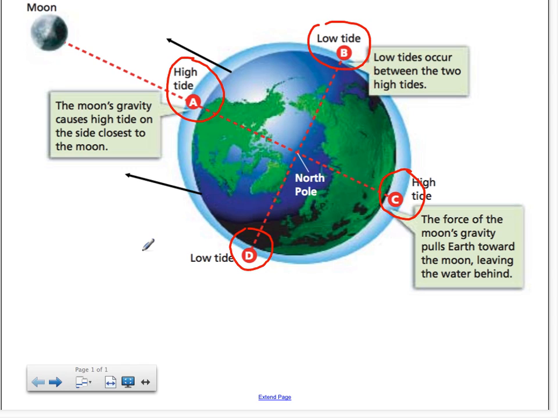This process just keeps repeating and repeating itself every day, every month, and every year. So again, the tides are the rise and fall of the ocean waters, and they're mainly caused by the moon's pull of gravity and the rotation of the Earth over a 24-hour period.